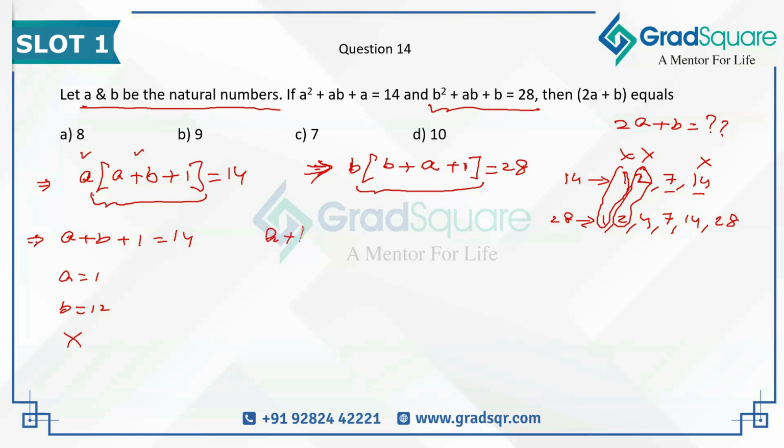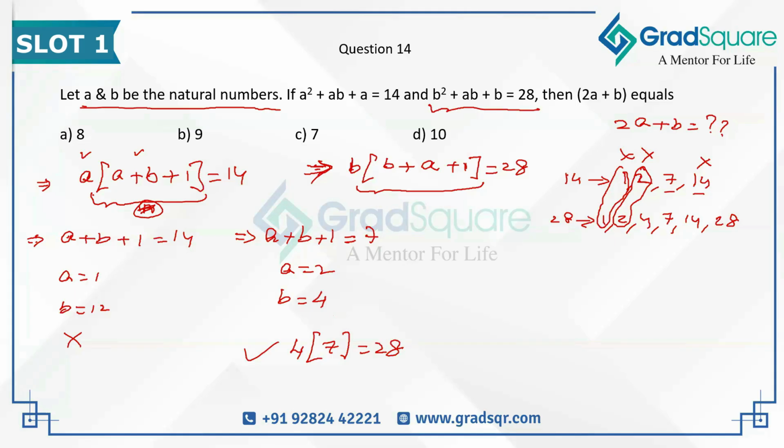We are now left with a plus b plus 1 being equal to 7. If a plus b plus 1 becomes equal to 7, I put it back into the first equation. I realize that my value of a must be 2. If my value of a turns out to be 2, then I put it back into my equation a plus b plus 1 equals 7. Then in that case, b will turn out to be 4. Now, take these values of a and b and put them back into this equation and see if it is working or not. b is 4, and a plus b plus 1 is 7. 7 into 4, is it becoming equal to 28? Yes.